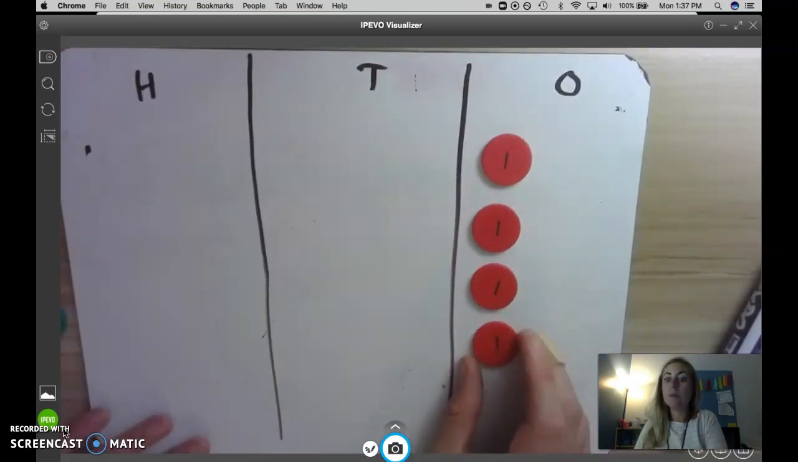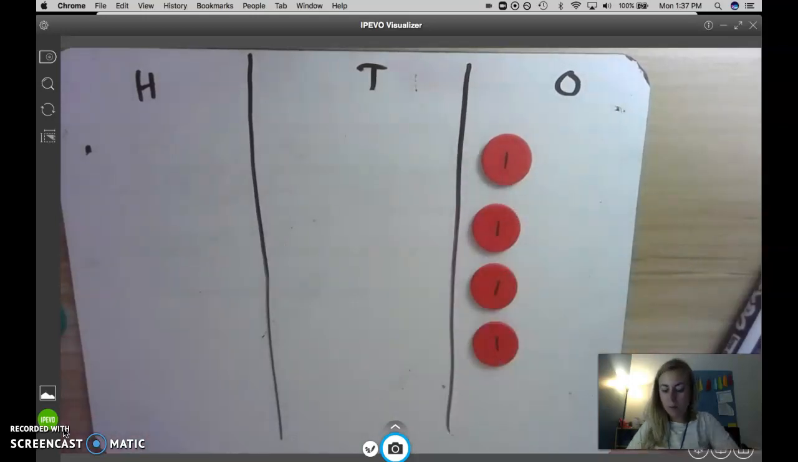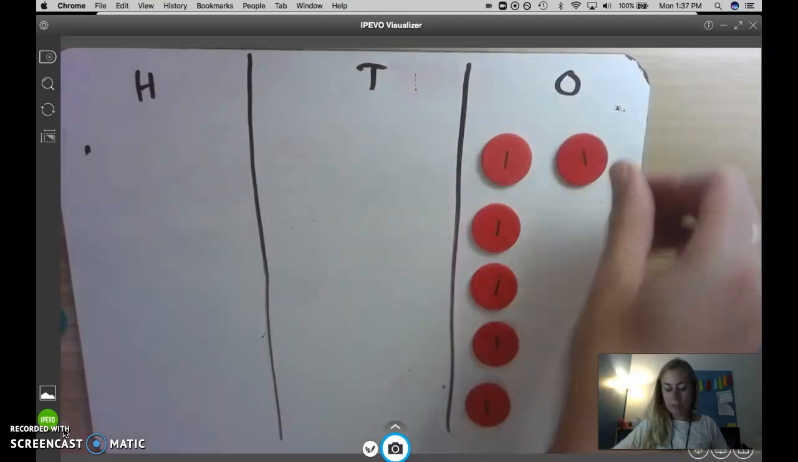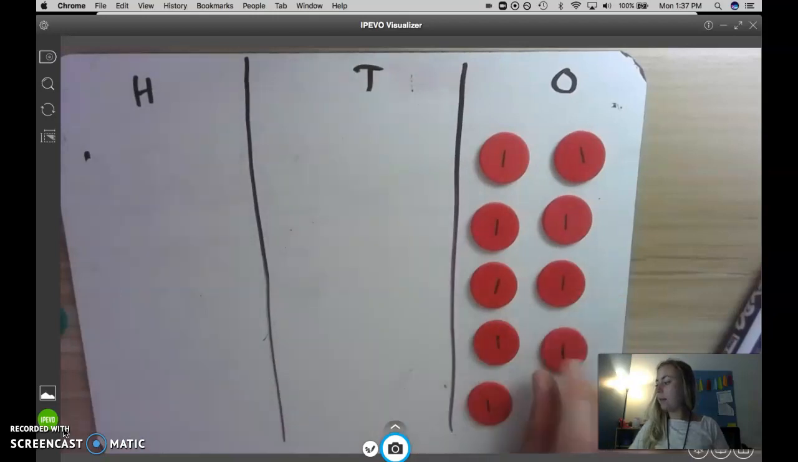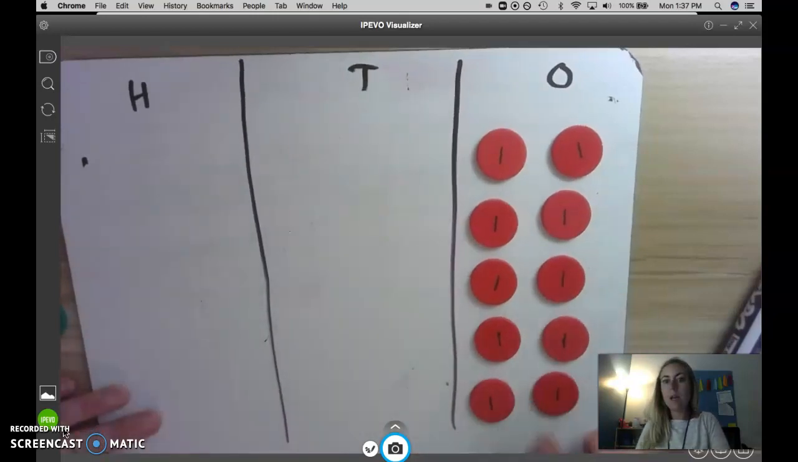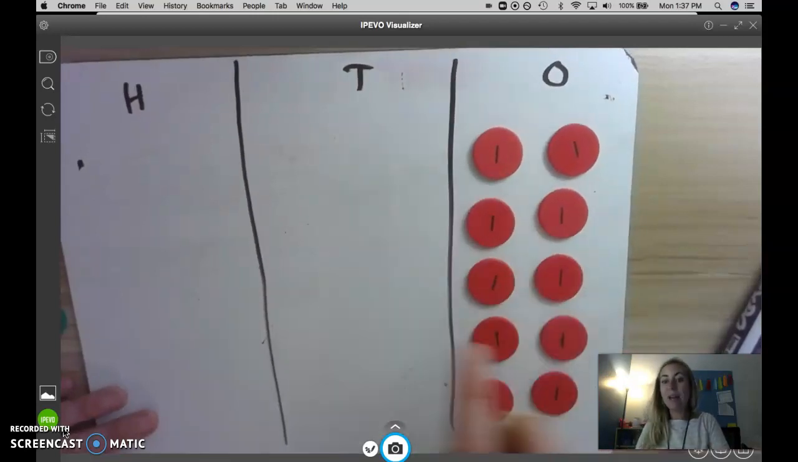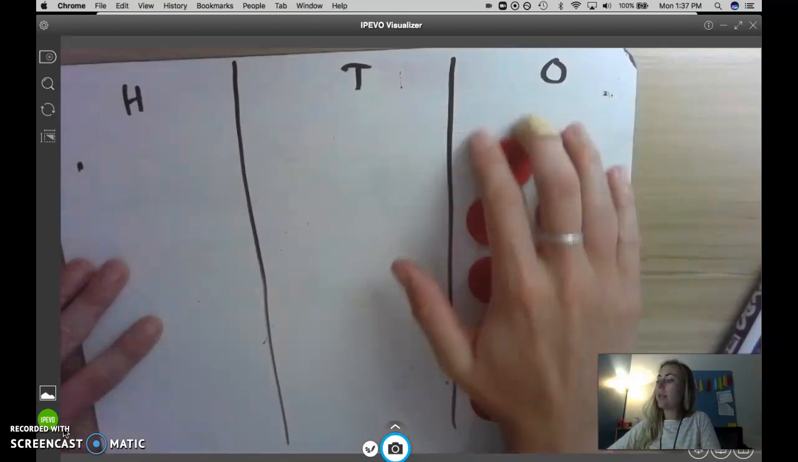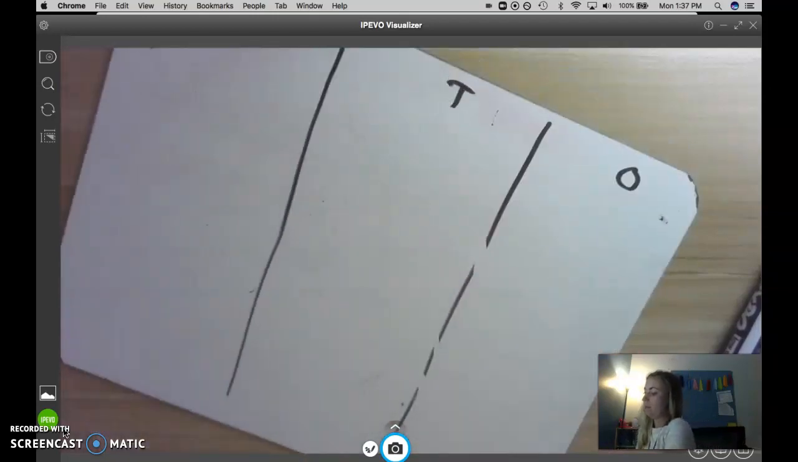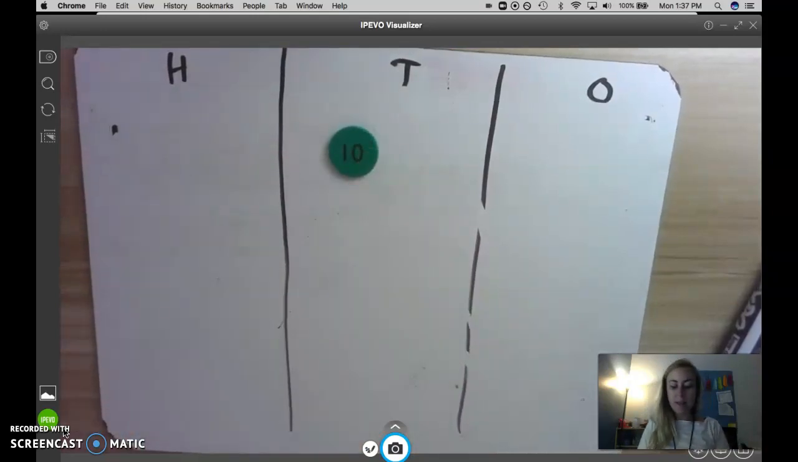Count with me as I count my 10 ones. 1, 2, 3, 4, 5, 6, 7, 8, 9, 10. Look how neat they are. There's 5 on each side. Now that I have 10, what should I do next? I'm going to bundle, right? But since I don't have my popsicle sticks, I'm just going to take these 10 ones and I'm going to put one group of 10, just like that.